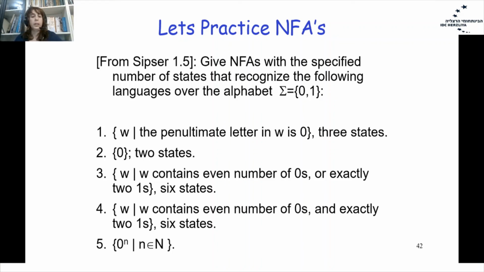So the first language is the language of all words W, such that the penultimate letter in W is 0. The letter before last is 0. And you have here some hint. You have to build it with 3 states. The next language is the language that accepts only 0, and we will build it with 2 states. The next languages, 3, 4, and 5, we will do during our practice exercises.